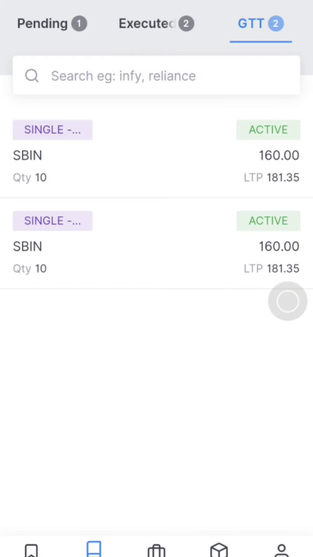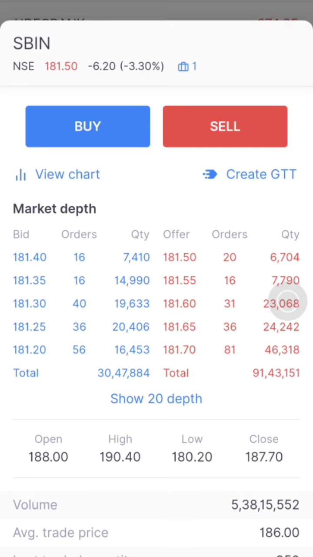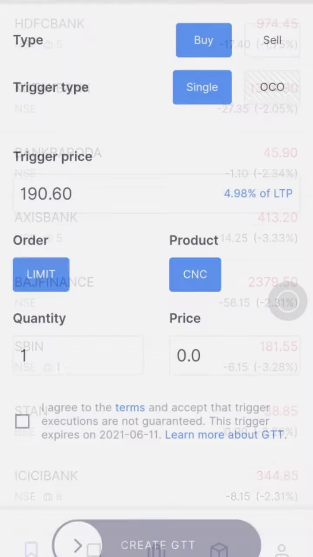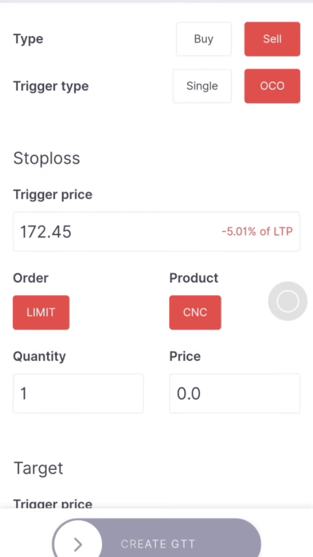Let's do one more, a sell GTT. Let's go for SBI again. Click create GTT. There's something called sell. Click on sell. When you click sell, there are two options. One is single, one is OCO. Let's talk about single.